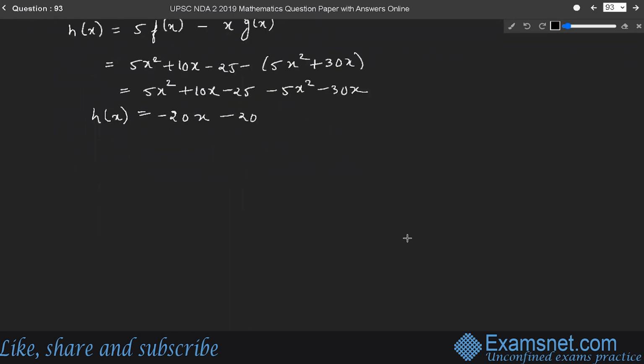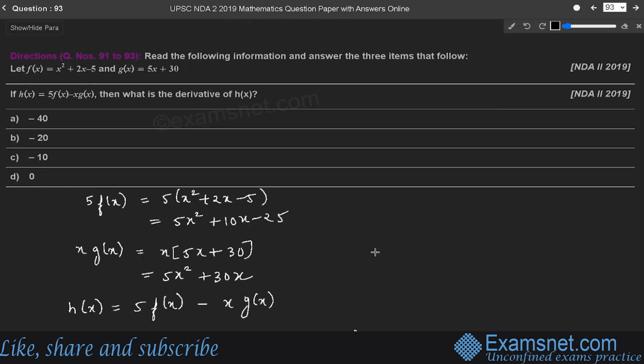Now, differentiating both sides with respect to x, we get h dash of x is equal to minus 20 minus 0, which is equal to minus 20. Therefore, we can say that the correct option for this question is option number B here, which is minus 20.